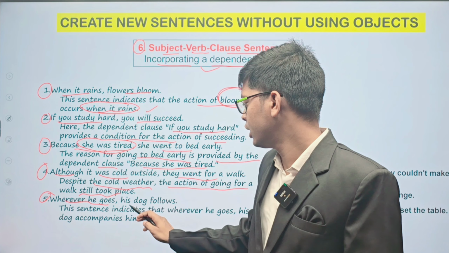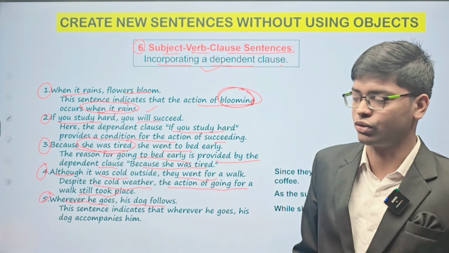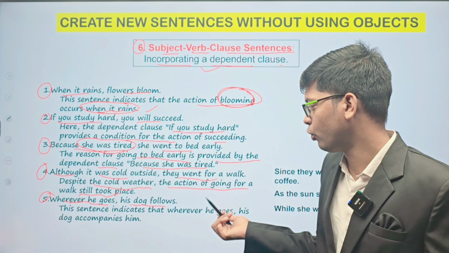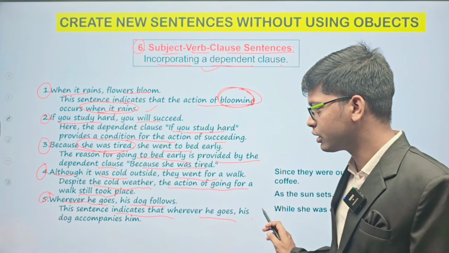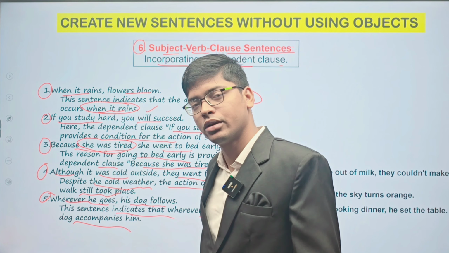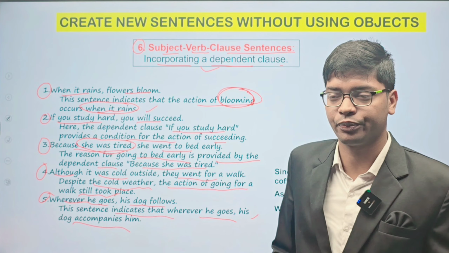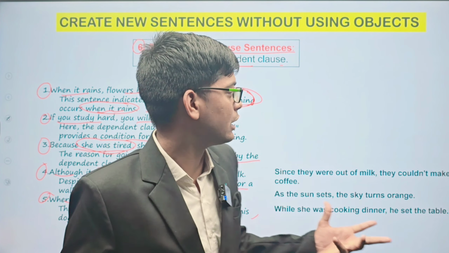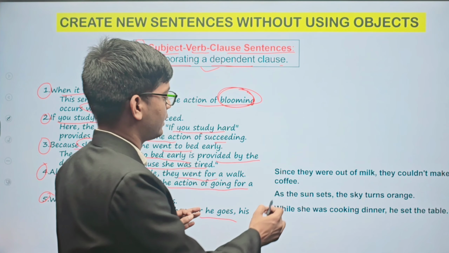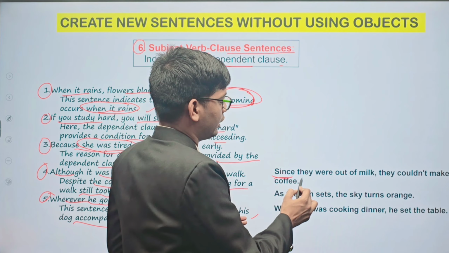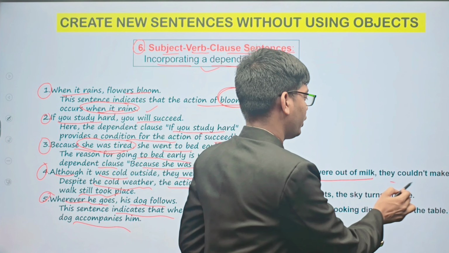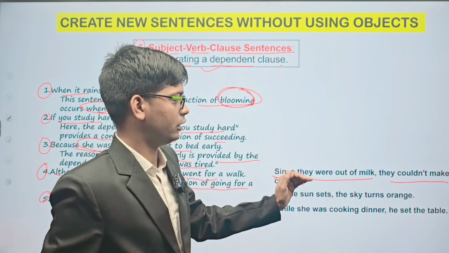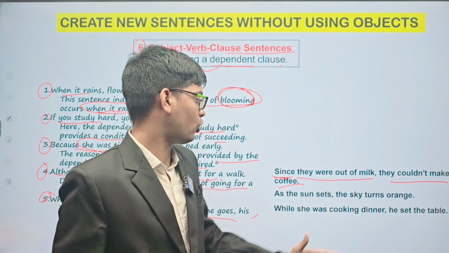"Whenever he goes, his dog follows." This sentence indicates that whenever he goes, his dog accompanies him. Okay guys, let's see more examples. Next one, "Since they were out of milk, they couldn't make coffee."